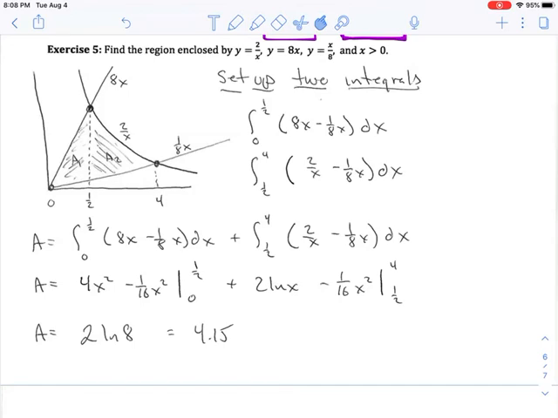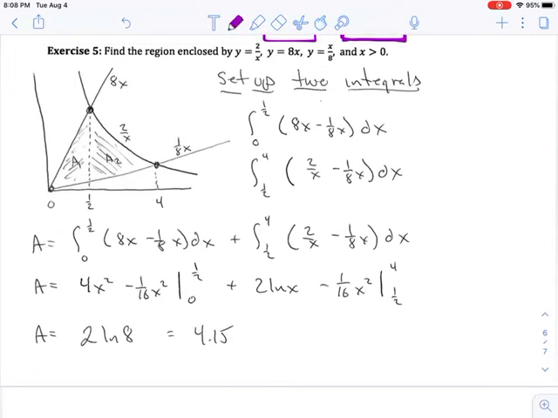And so the area that we're looking for, again, we have two different integrals to set up. We've got this area in here that goes from 0 to 1/2. And again, you can find that point right there in Desmos or algebraically, either one. And then we've got our second area, which goes from 1/2 up to 4. So in the first one, from 0 to 1/2, the function 8x is on top, and the function 1/8 x is on the bottom.